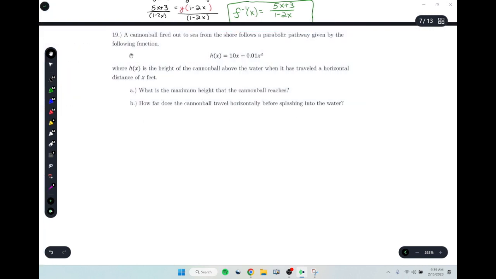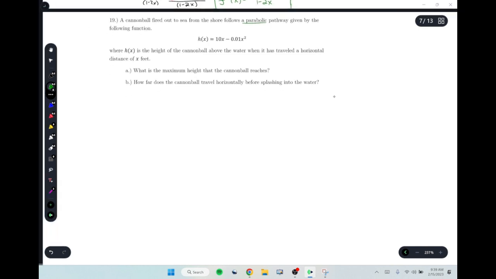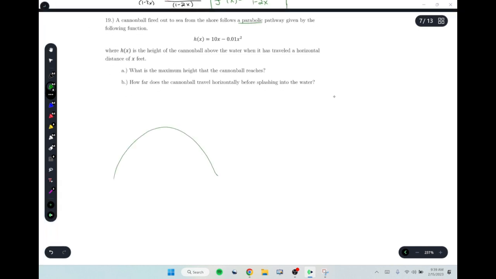All right. A cannonball is fired out to sea from the shore. It follows a parabolic path. What's a parabola? That's the key word there. Like that? Do you think it fires that way or the other way? Probably that way, right? You think it's a happy parabola? Oh, sorry. I've seen a cannonball before. I confused it. Maybe a watermelon underwater would go that way.